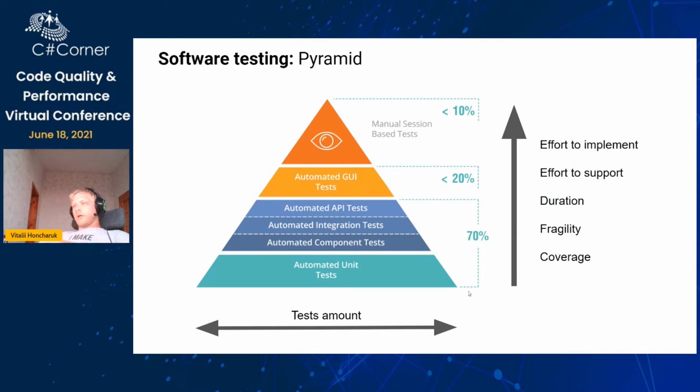If we look from another perspective, at the bottom we see that the tests amount is on this axis, and the fragility, coverage and implementation effort are on this side. If we go a little bit deeper into it, we can understand that integration tests can cover many more components at the same time, while unit tests cover only single components.